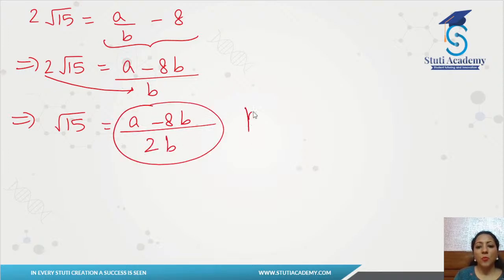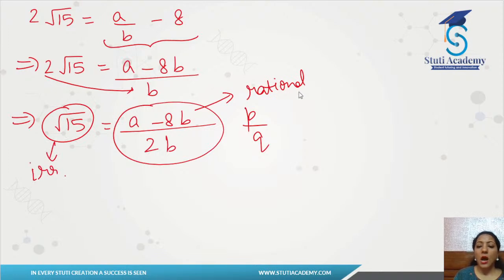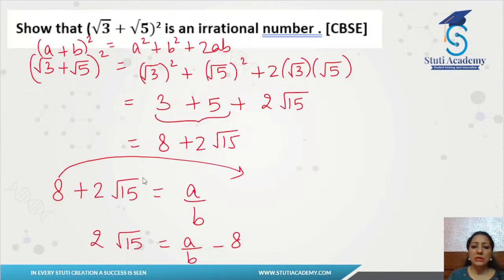This is in the form of p by q. So we can say that this is a rational number. This is rational, but then this is irrational. How can we say that a rational number and irrational number, they are both same? Not possible. Finally, we can say that our assumption that 8 plus 2 root 15 is equal to a by b, that means it's a rational number, is wrong.